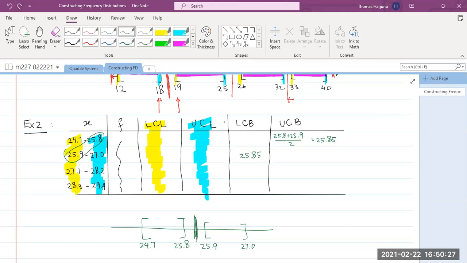Now, if I go on, this will be 27.05, which is the same as this 27.05. This is 28.25, which is the same as this. This will be 24.65, and this will be 29.45. That's how we get the boundaries.